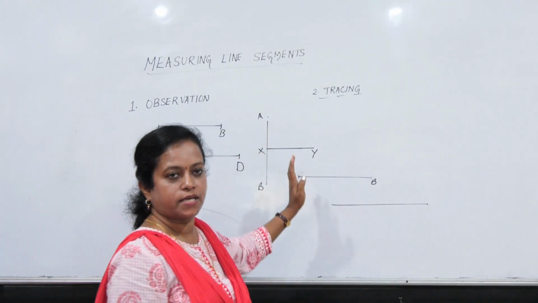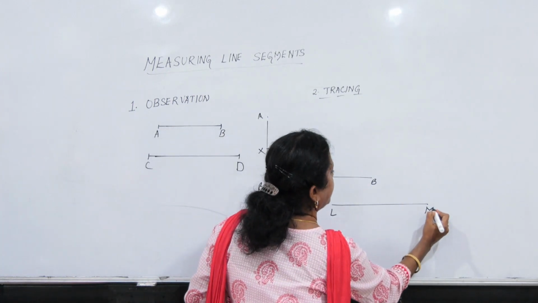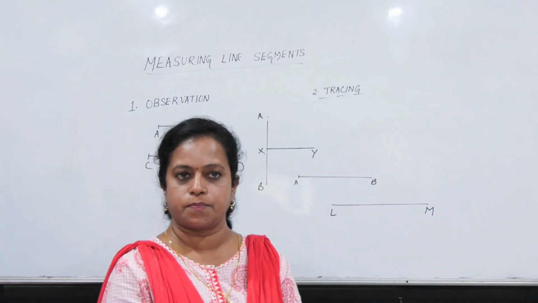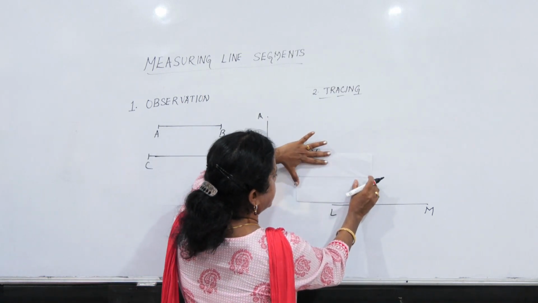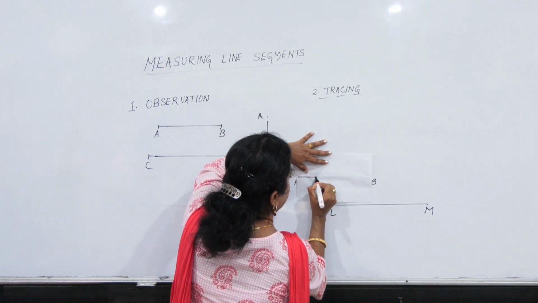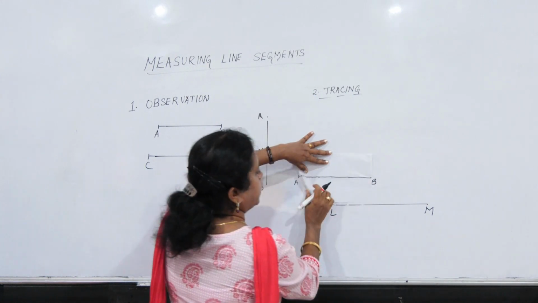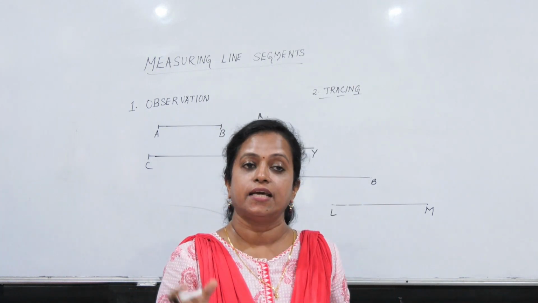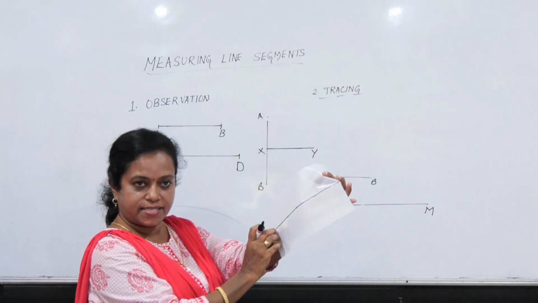The first line segment I have named as AB, and the second line segment I'll be naming as LM. Now, if we have to compare these two line segments, how will we do it by this method? We'll use a tracing paper, we'll place it on the line segment AB, okay, and we will trace this line segment. Okay, now in this tracing paper you have got the length of AB. As I've told, length is the distance between the two endpoints. Now this is the length of the line segment AB.